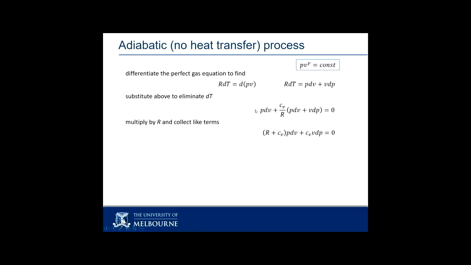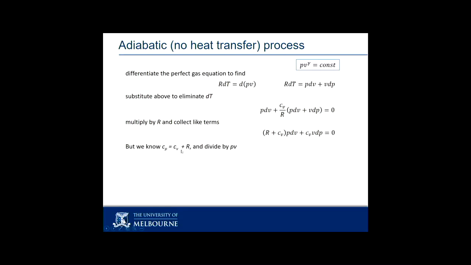So we'll do that again. Multiply through by R. There's an R here and no R here. R PDV and CV PDV, I've grouped them together. And CV VDP is over here. So what next? Because I've got a connection between CP and CV and R, I'm going to divide through by PV and see what happens then.